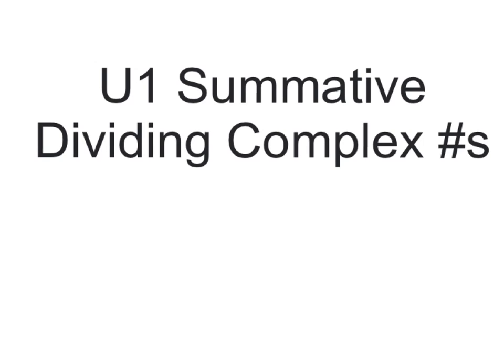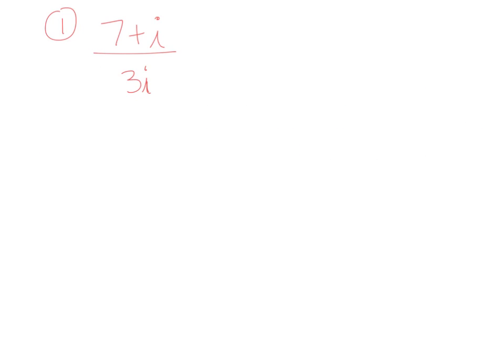Unit 1 summative: dividing complex numbers. So if you remember, when we're dividing complex numbers, all it is is multiplying, and you always multiply by the opposite of the bottom, or what's called the conjugate. So the opposite of 3i would be negative 3i, and if I multiply something to the bottom, I also have to multiply to the top, so negative 3i on top.